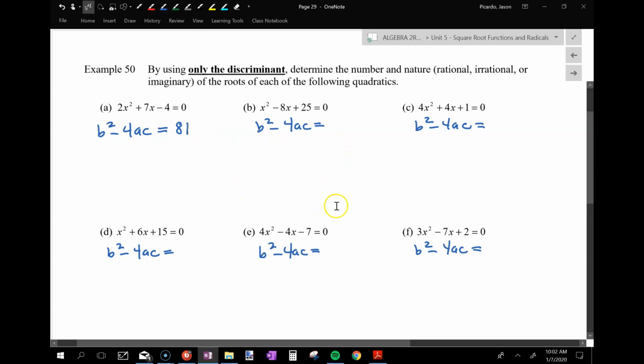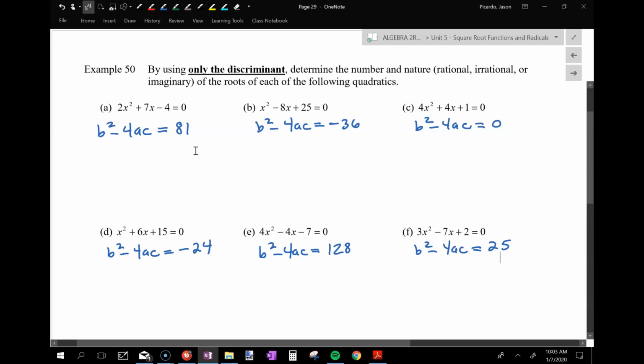What do we get for the next one? For C? For D? 24? E? 148? 120? What is that one? 128. And the last one? 25. Okay. And if you got any of those wrong, guys, just check your A, B's, and C's and make sure that you have the right signs in front of them, because that's usually where the mistake's made, right?